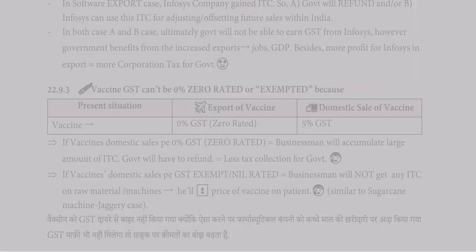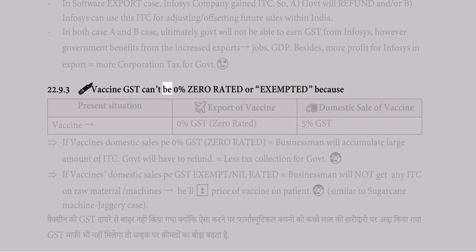In the software export case, the Infosys company gained ITC. So either A, the government will refund it, or B, Infosys can use this ITC for offsetting future sales within India. In both cases A and B, ultimately the government will not be able to earn GST from Infosys. However, the government benefits from the increased exports, jobs, and GDP. Besides, more profit for Infosys in export equals more corporation tax for the government.